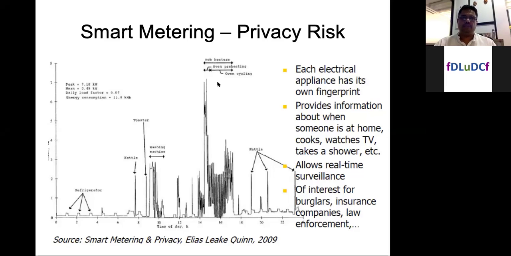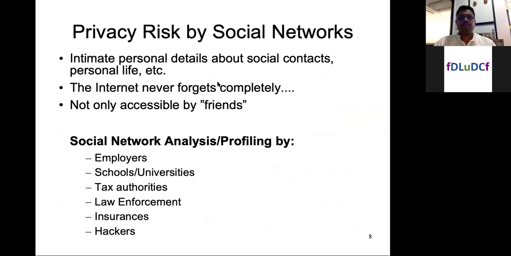Are you in the bathroom or are you in the kitchen? Are you sleeping? Or are you at home at all? Like that. So people could do some level of surveillance on other people by just looking at the power signatures of the electronic equipment. That is again a privacy problem. Let's move on to our case, cyberspace.